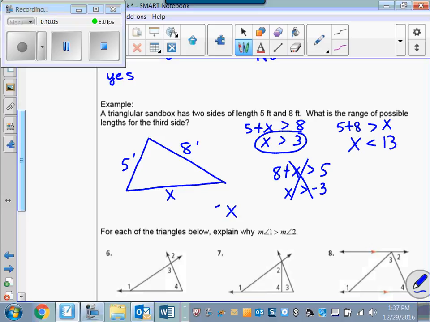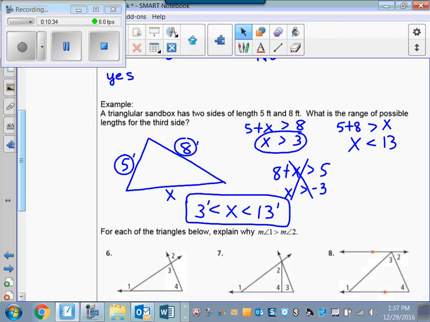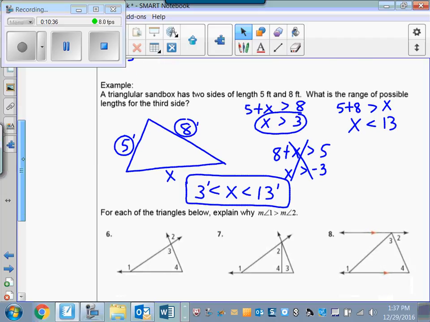So the way we would write that is as a compound inequality: x is greater than 3 and less than 13 feet. That's how we would figure that out. So guys, whenever you're trying to find the range for that third side, to get the low end, you subtract the short side from the longer side, and to get the high end, you add those two. So you don't have to write the 3 inequalities every time. You just subtract to find the low end and add to find the high end.